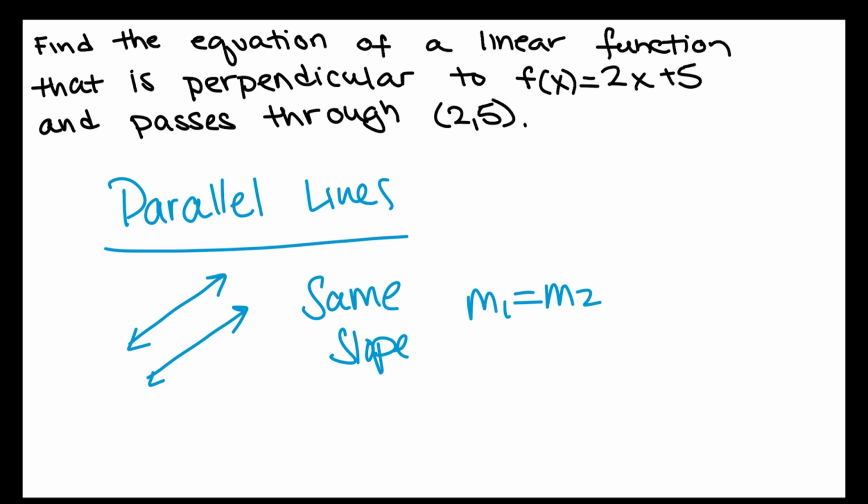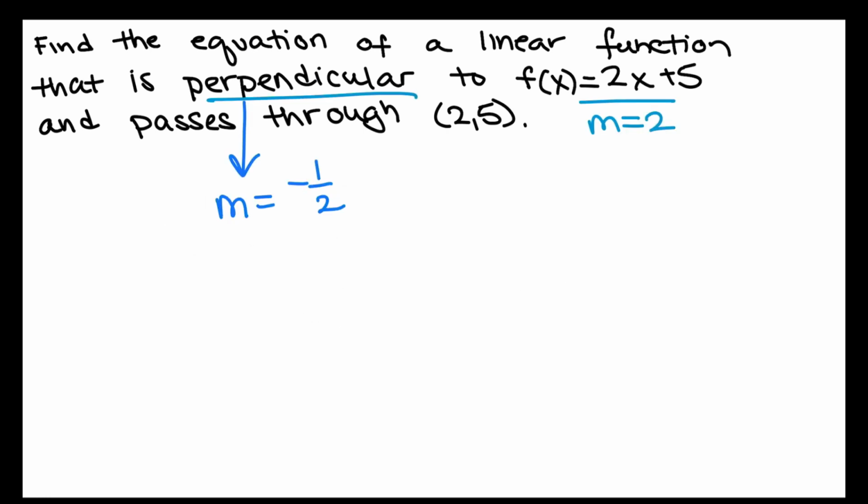All right, while we're talking about relationships between lines, I should probably define parallel lines. Parallel lines have the same slope, and they never intersect. All right, so back to the problem we're trying to do. We're trying to find the equation of a linear function that is perpendicular to the function given. The equation given, f of x equals 2x plus 5, has a slope of 2.